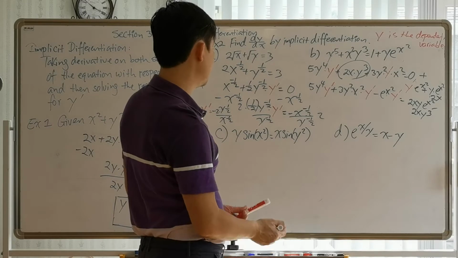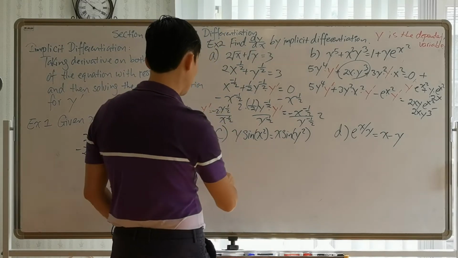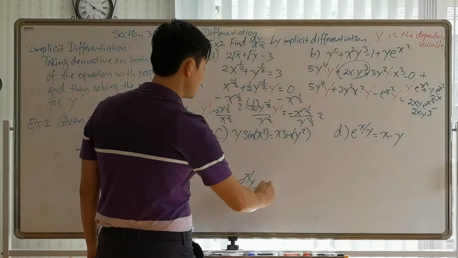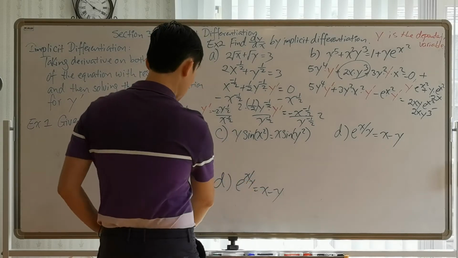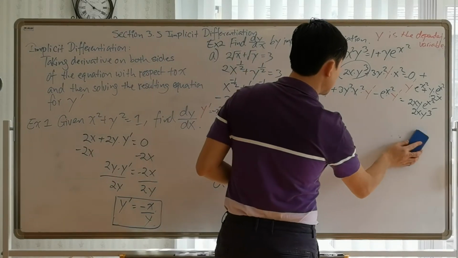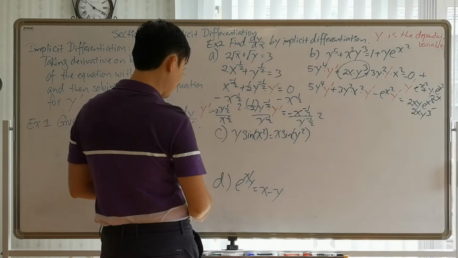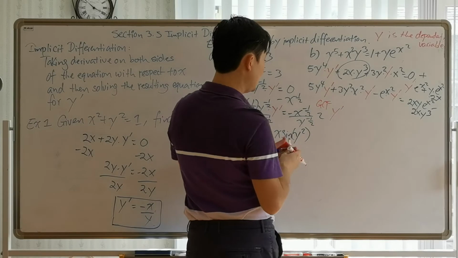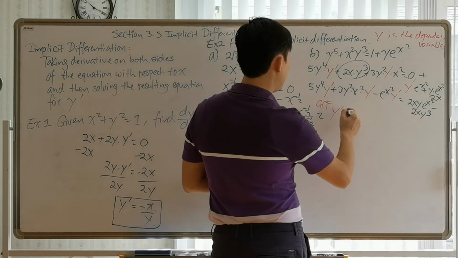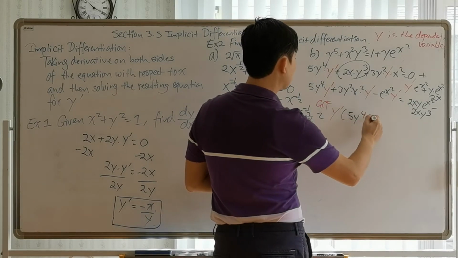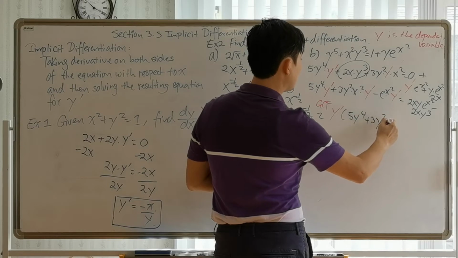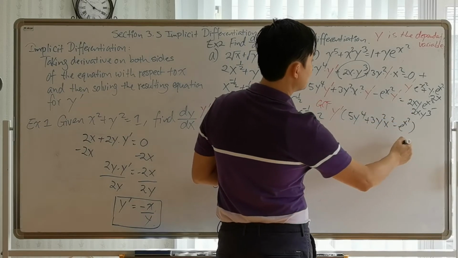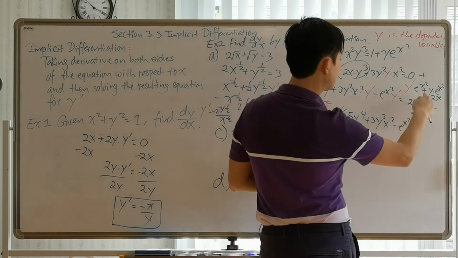And then the rest of this, let me just put this one down at the bottom so we get more space. Now for the rest of this, we want to factor out y prime, because that's the greatest common factor. So we get 5y to the power 4 plus 3y squared x squared minus e to the power of x squared. And this equals the rest of this.